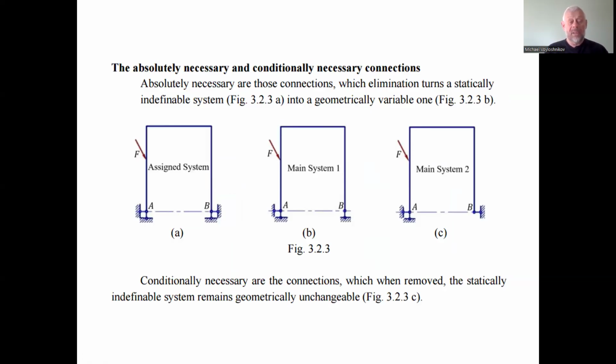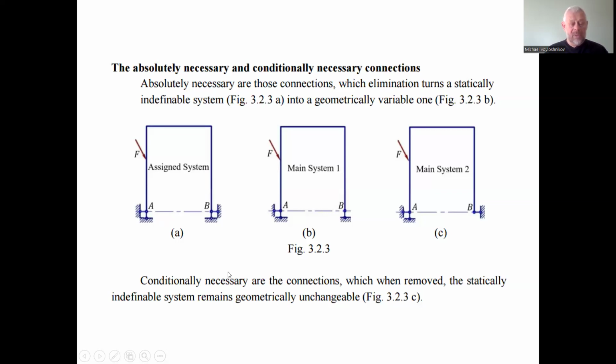Absolutely necessary connections and conditionally necessary connections. When we make the main system of the assigned system, we can remove the supporting links, and the supporting links could be absolutely necessary or conditionally necessary, such as in the considered example. We have points A and B. This is a statically indefinable system.